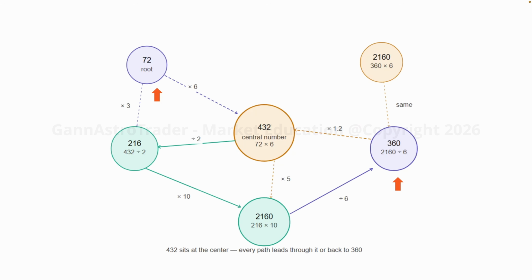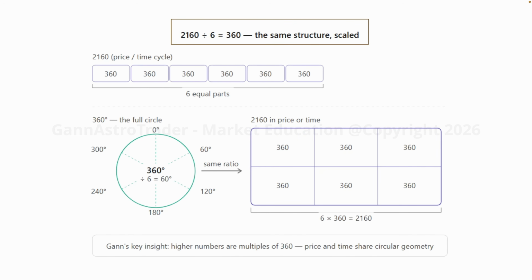432 becomes a central number. It is derived directly from 72. 432 divided by 2 equals 216. 216 multiplied by 10 equals 2,160. This connects directly back to 360 through multiplication and division. Now observe the connection. 2,160 divided by 6 equals 360. This shows that higher numbers are simply scaled versions of the same structure.